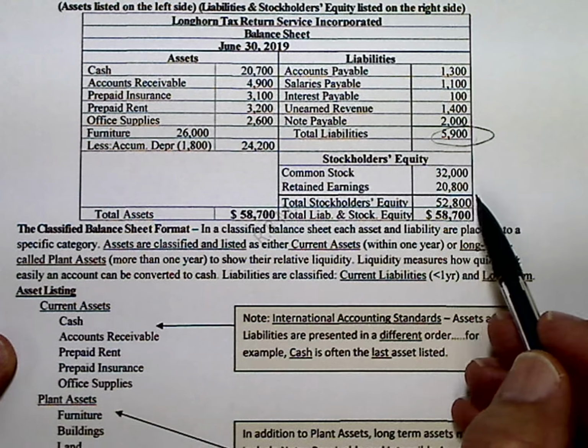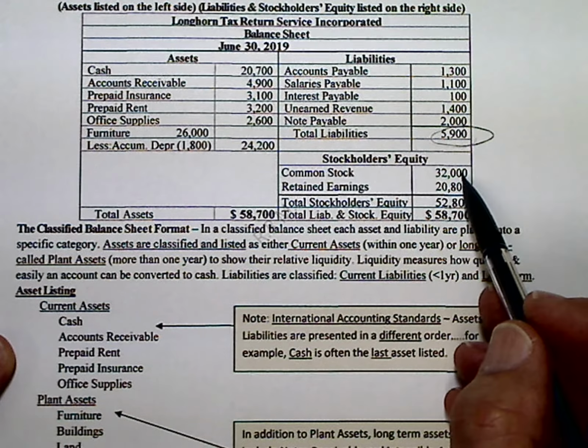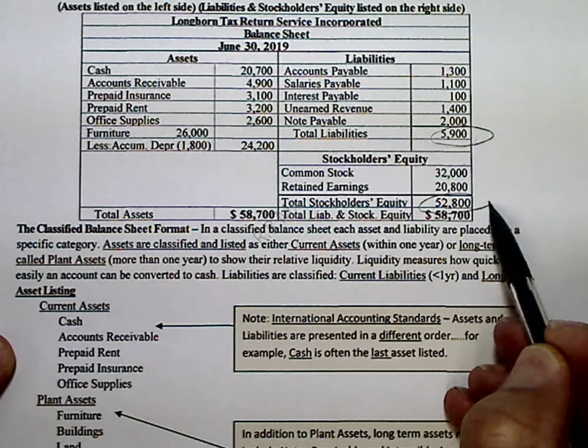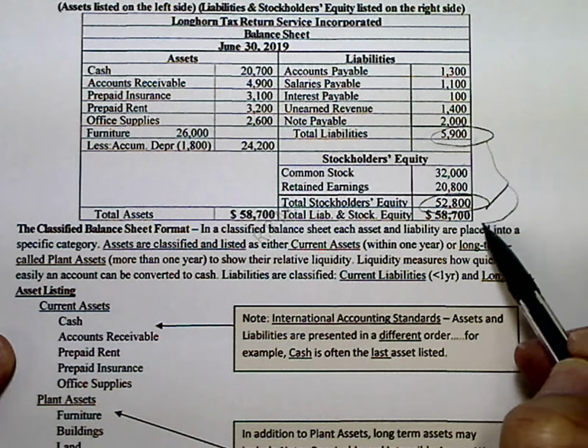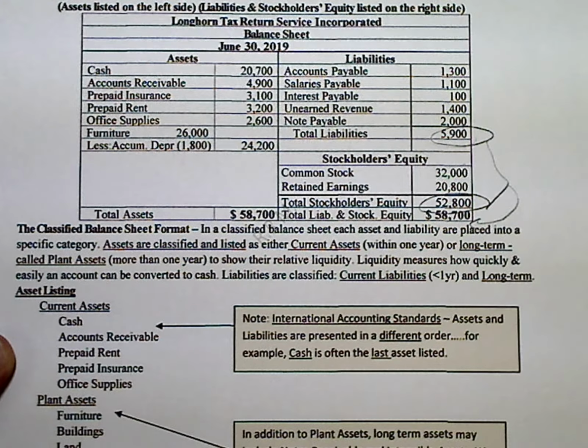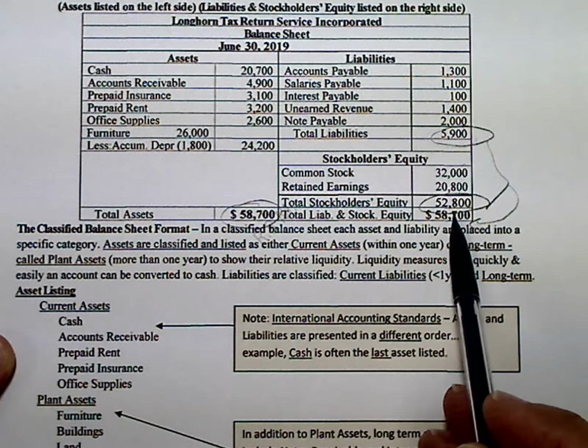Liabilities, stockholders' equity, 52,800. Add them together. Okay. The assets, okay, our balance sheet balances.